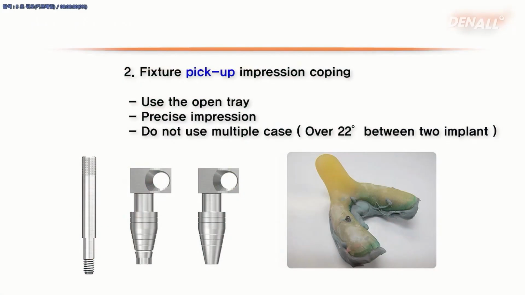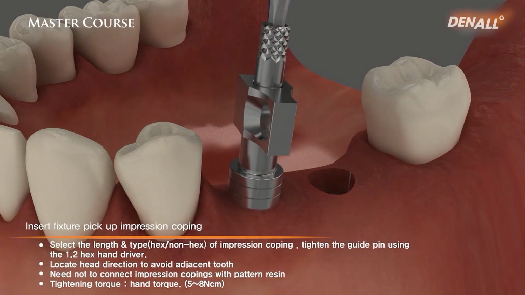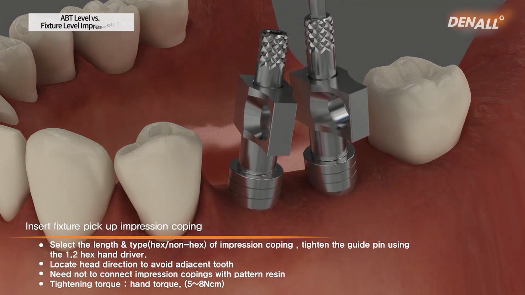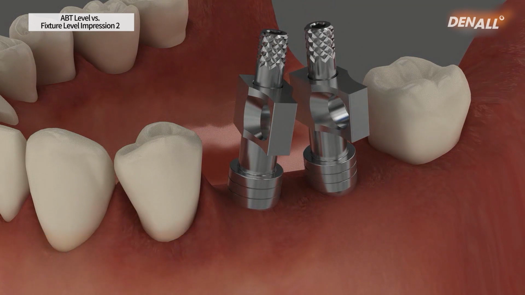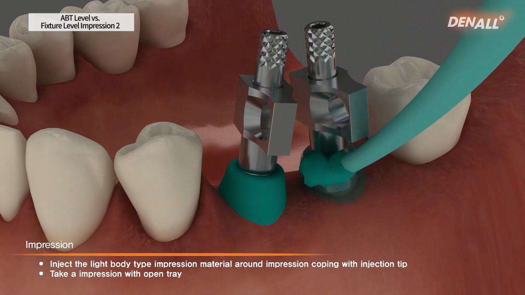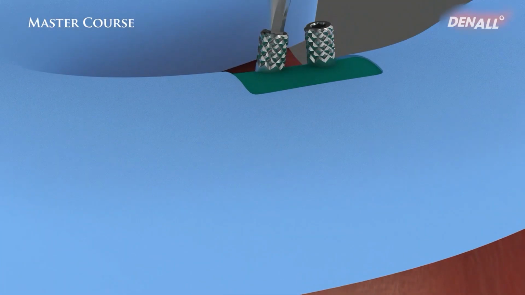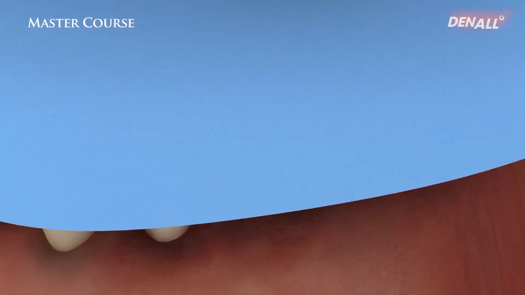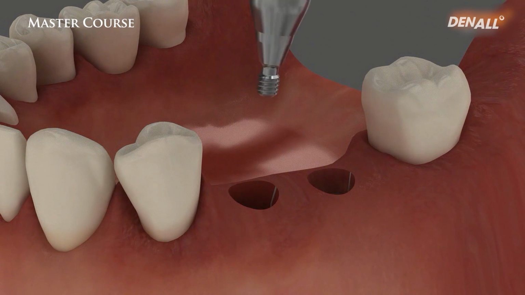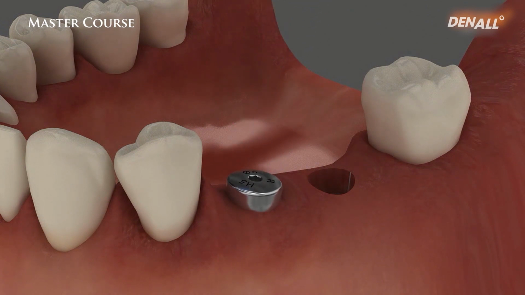Through the video, you will gain more understanding. This is the pickup impression coping. So you have to put the hex correctly and then connect. It's the same method as taking impression of natural teeth, meaning you use light and heavy body. And here you need a hole in the tray. You need an open tray, so after the impression is seated, you can unscrew it before removing the impression. And then you deliver healing abutment into the mouth again.